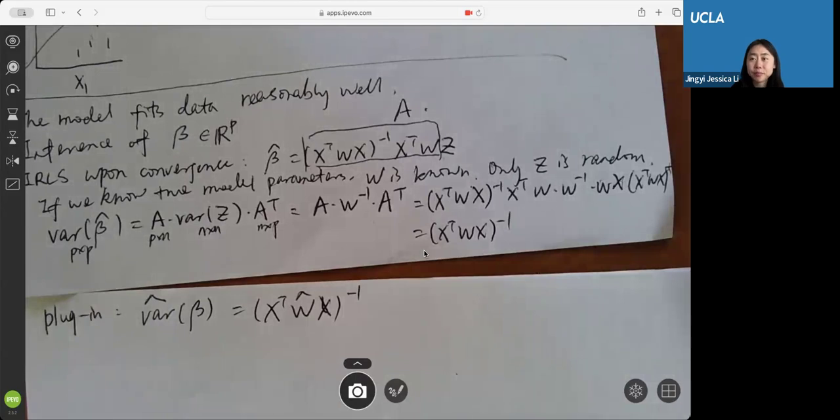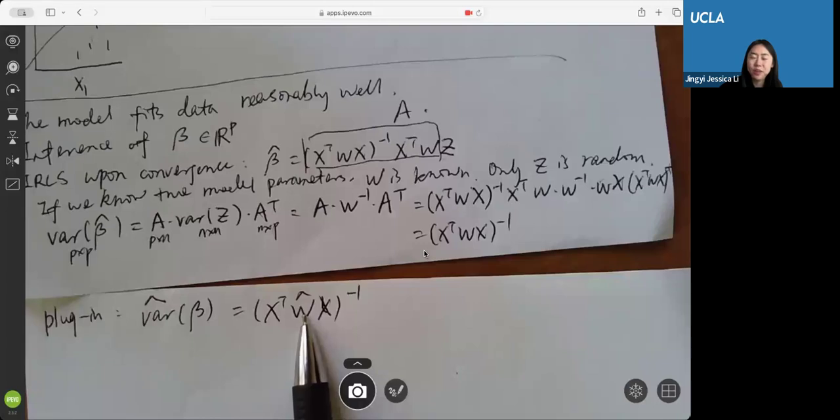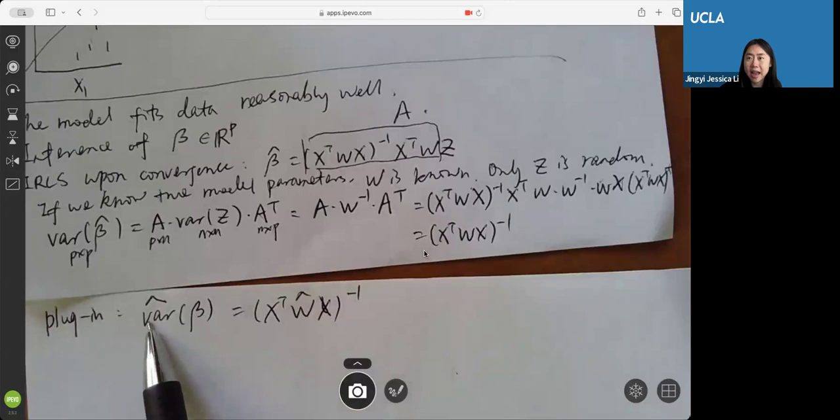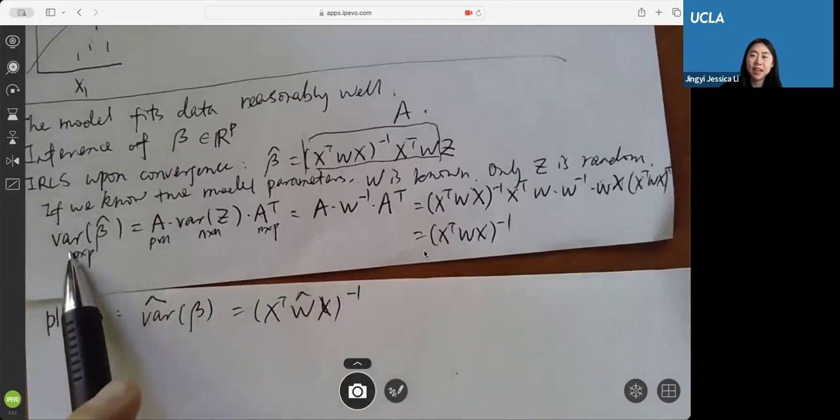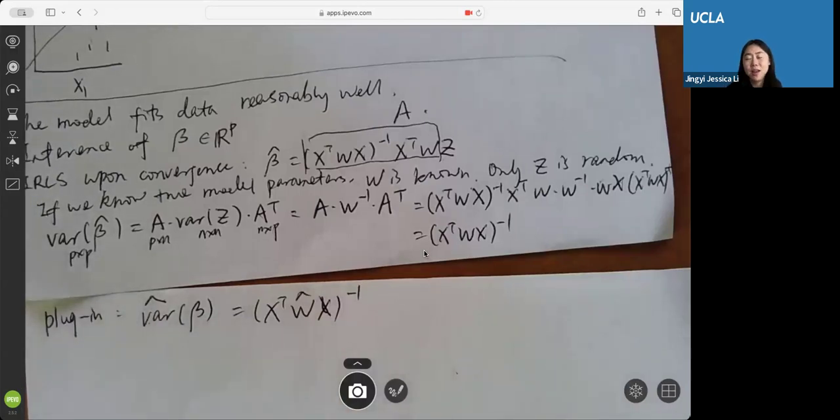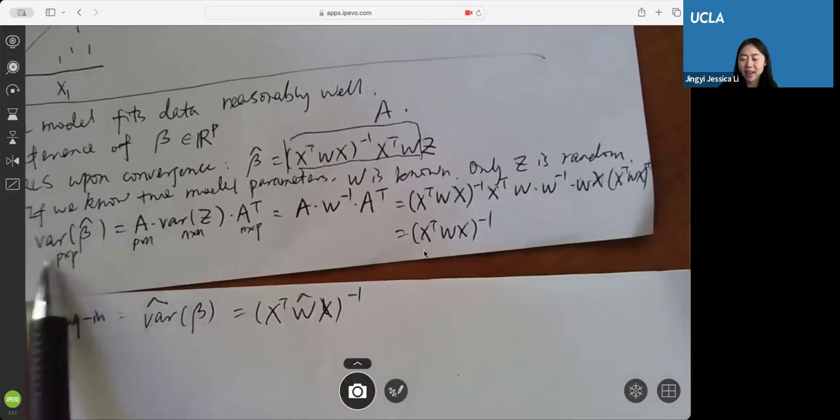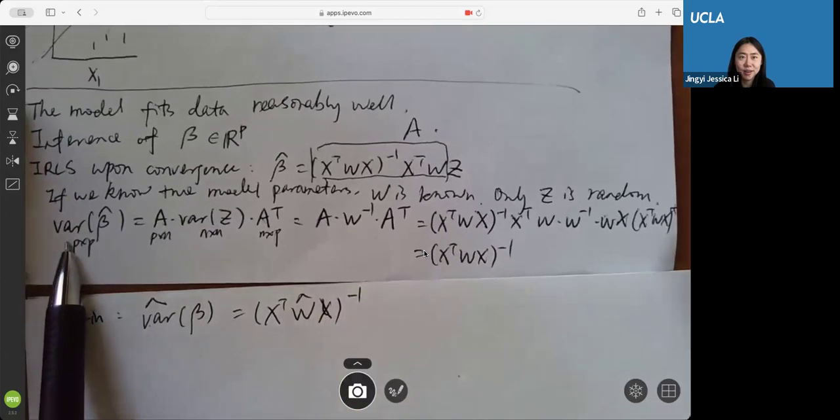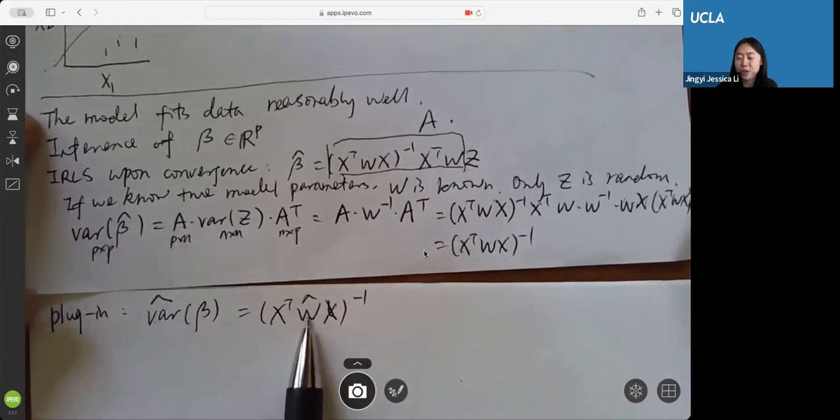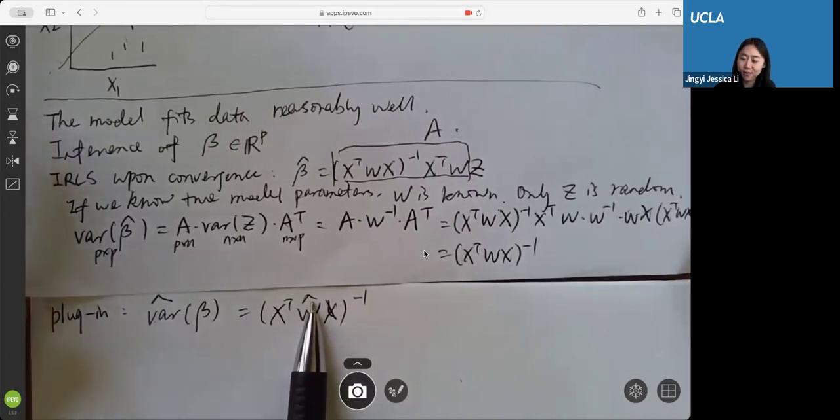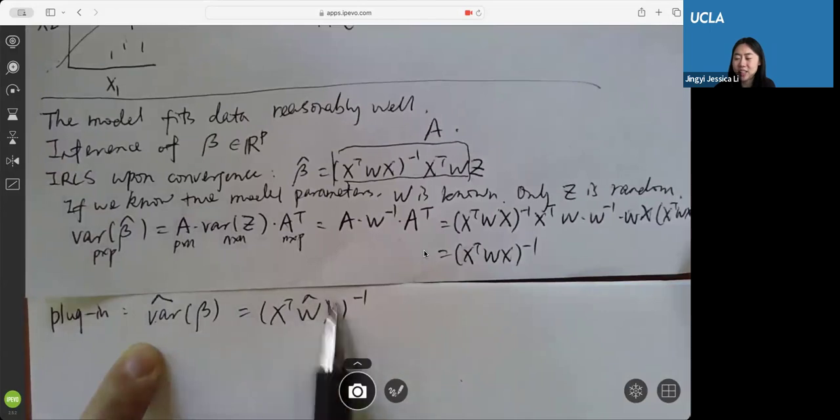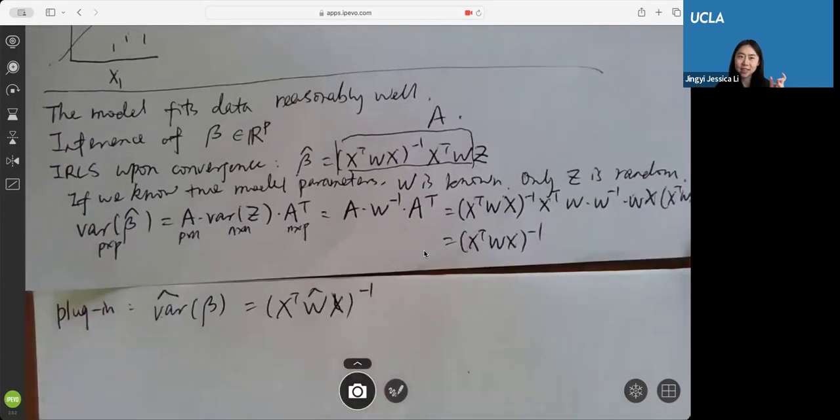So basically, you still hope that W hat is good enough, close to W, so that variance hat is close to the variance. And then you can say something about beta hat. But you are also thinking, yeah, beta hat is not perfect, so that's why I care about its variance. But I hope W hat, which depends on beta hat, is good enough, so I don't need to worry about its difference from W. So there is something there.